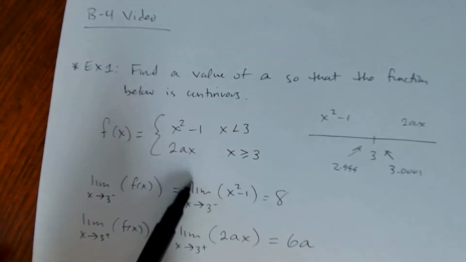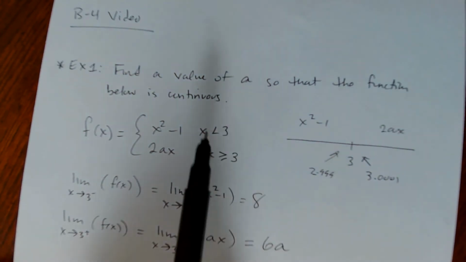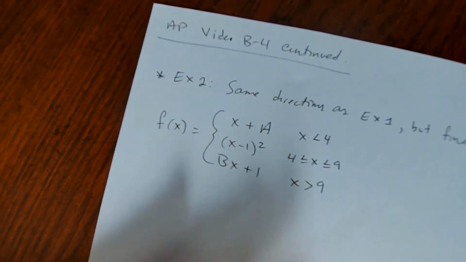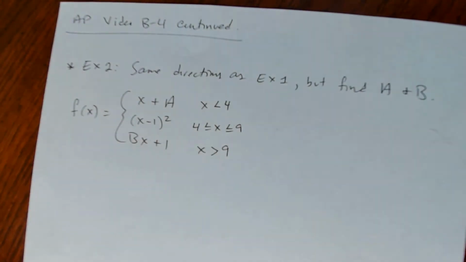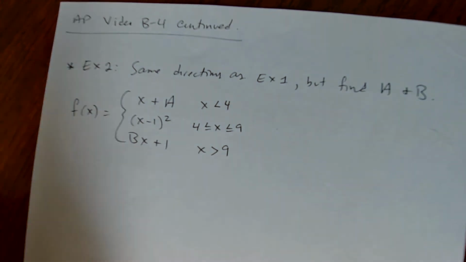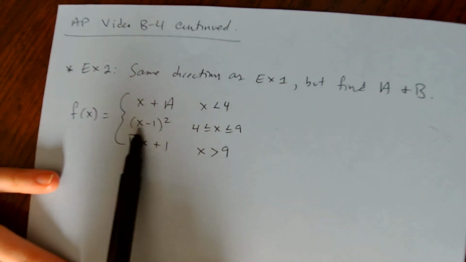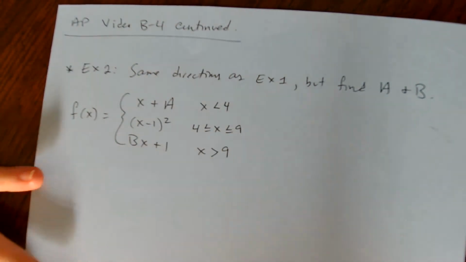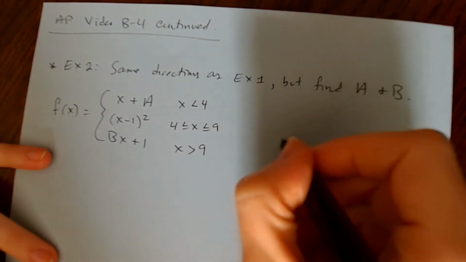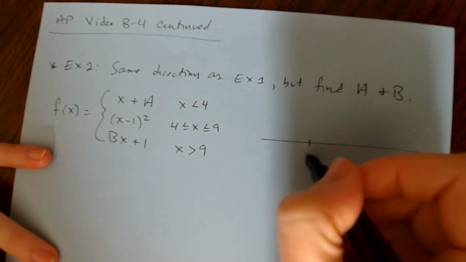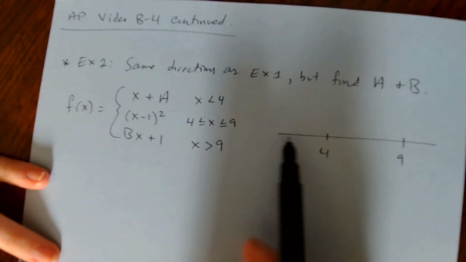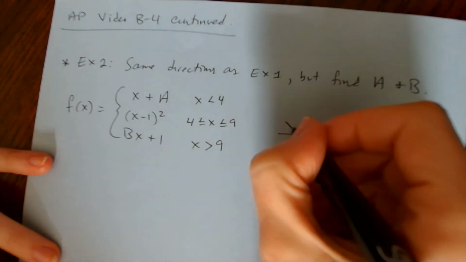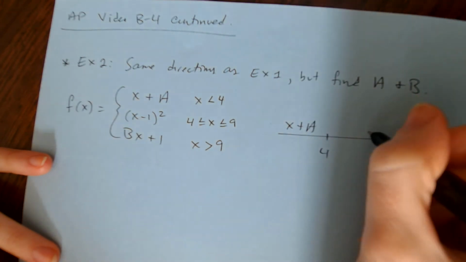Okay, now I'm going to do another one. So that was an example where you have one endpoint. Now we're going to have two endpoints. Same directions as example 1, but we're finding a and b. So this piece is x plus a, this piece is bx plus 1. So let me do a little number line. There's 4, there's 9. For all these numbers, f of x is x plus a.